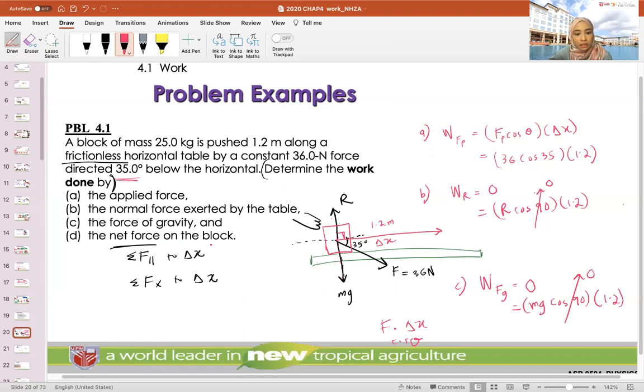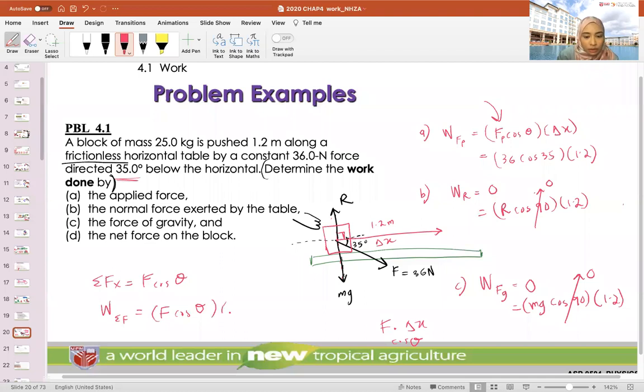Now it's asking what is the net force on the block? What is the work done by the net force on the block? Okay, so I told you before, when we are trying to find the net force for work done, we only need to find the parallel force. So what is the parallel force acting in the displacement? It is only this guy, Fp cosine theta. So net Fx is only this one, there are no other components. So F cosine theta, and then the work done by the net force is going to be 36 cosine 35 times 1.2.